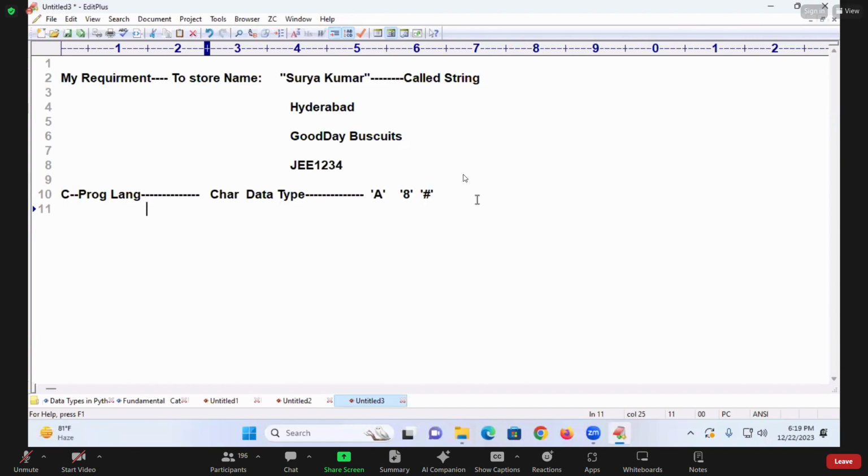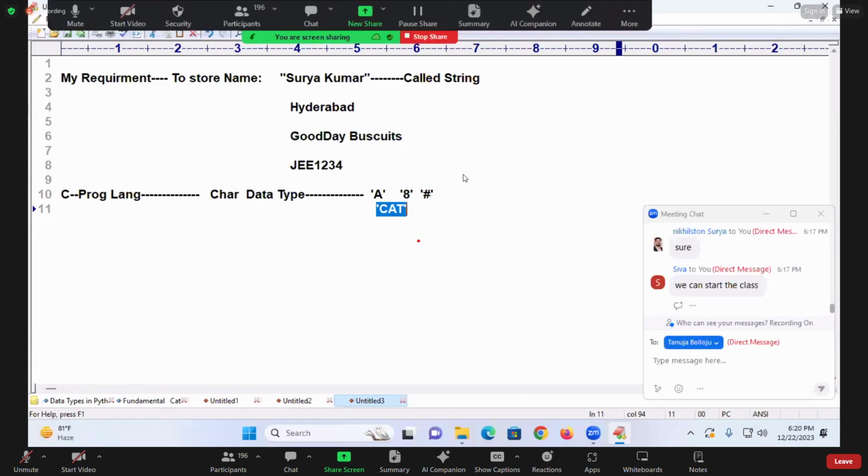Now I am going to write it in C programming only. Now I am writing something like cat within single quotes. Valid or invalid? Come on. Invalid. So in C programming, how do you take it in the form of a string? I am asking, don't answer immediately. Think, this type of data, I want to take it as a string in which language? C language. How do you do it?